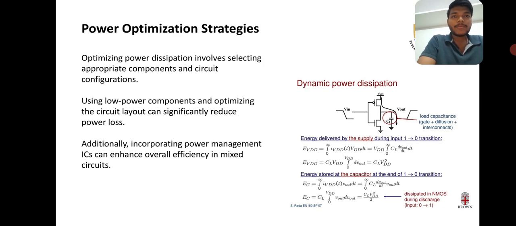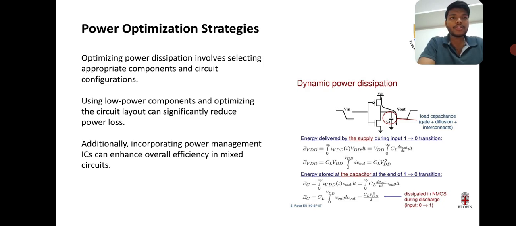Optimizing power dissipation involves selecting appropriate components and circuit configurations. Using low power components and optimizing the circuit layout can significantly reduce power loss. Additionally, incorporating power management ICs can enhance overall efficiency in mixed circuits.